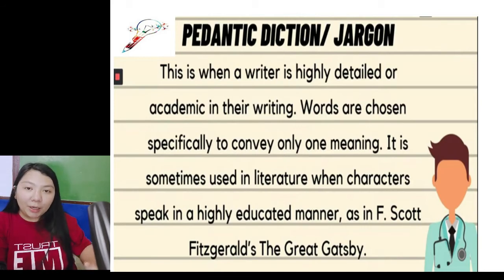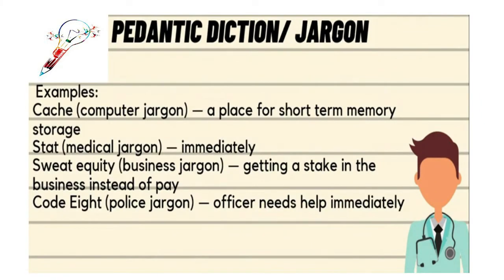So when we say jargon, these are words that are specifically used for a specific subject, a specific area, or a specific profession. So for example, cache, parang cache or cache. This is a computer jargon, a place for short-term memory storage. Yeah, like clear cache. Diba nakita niyo sa computer?